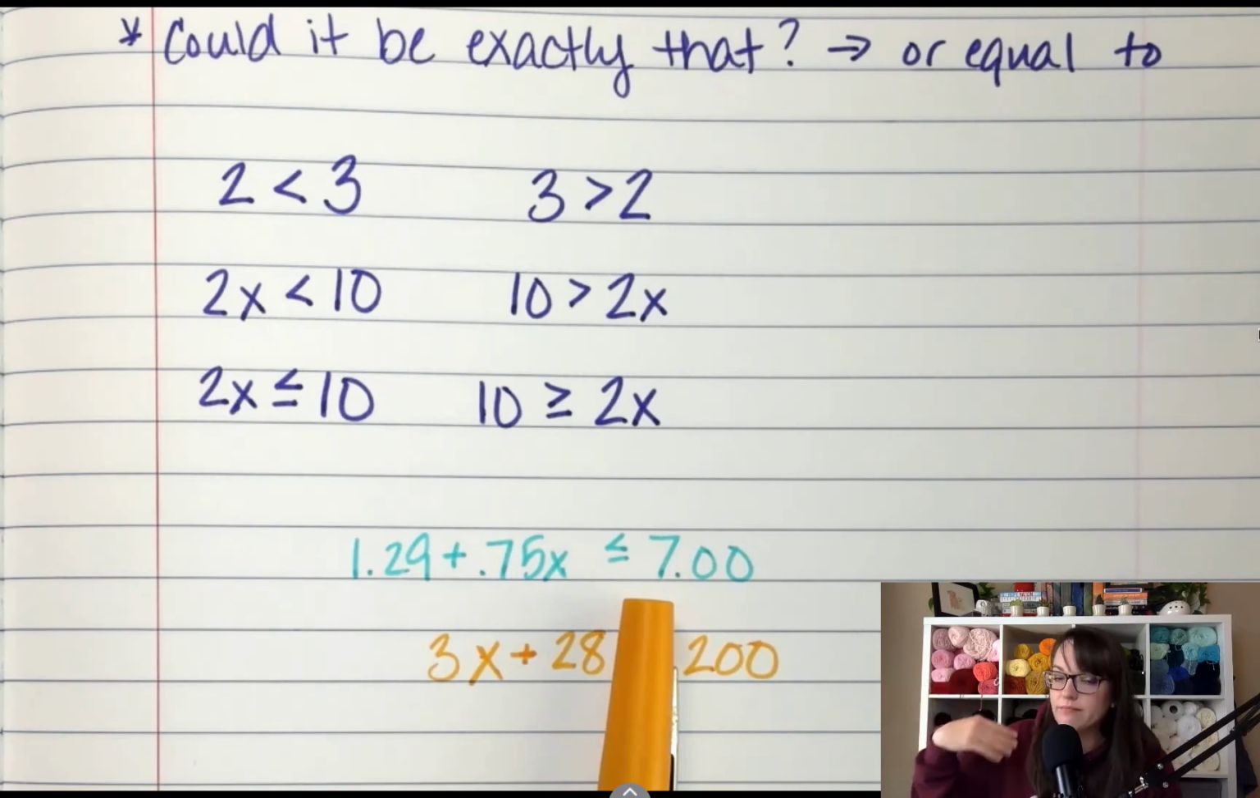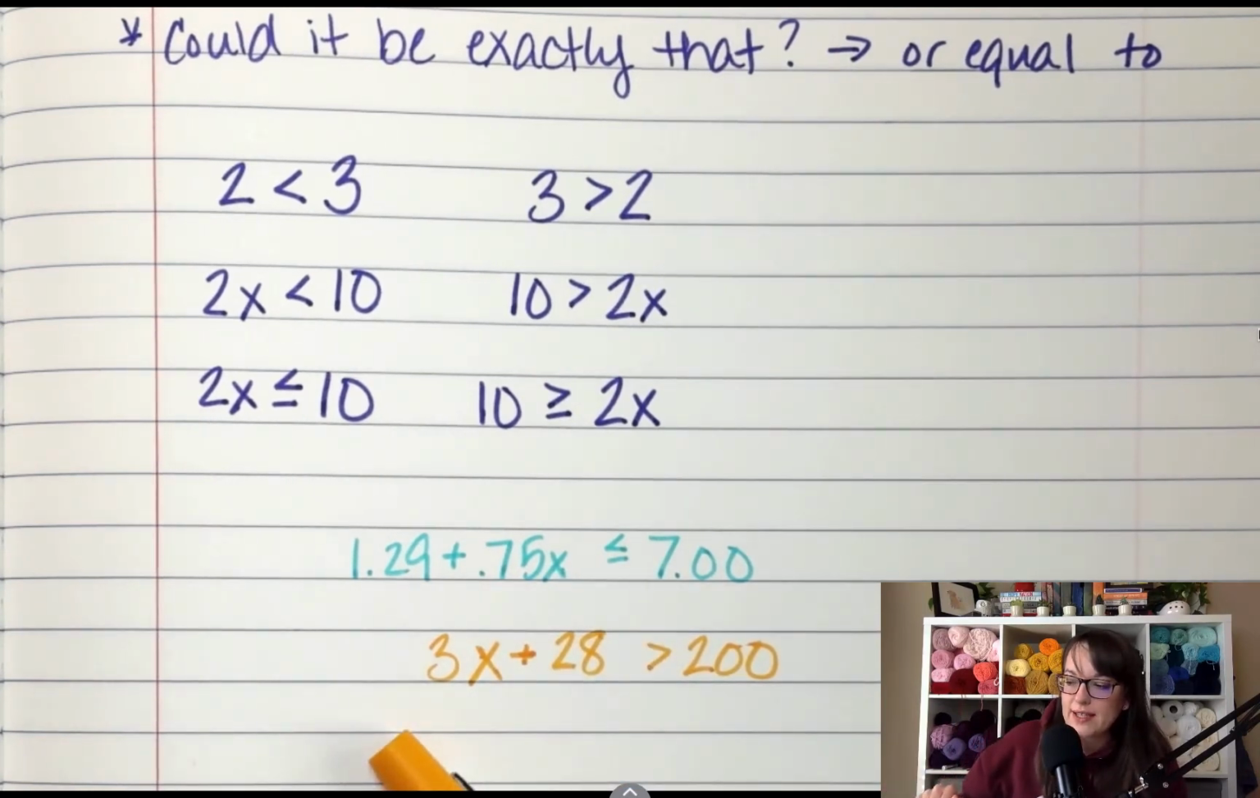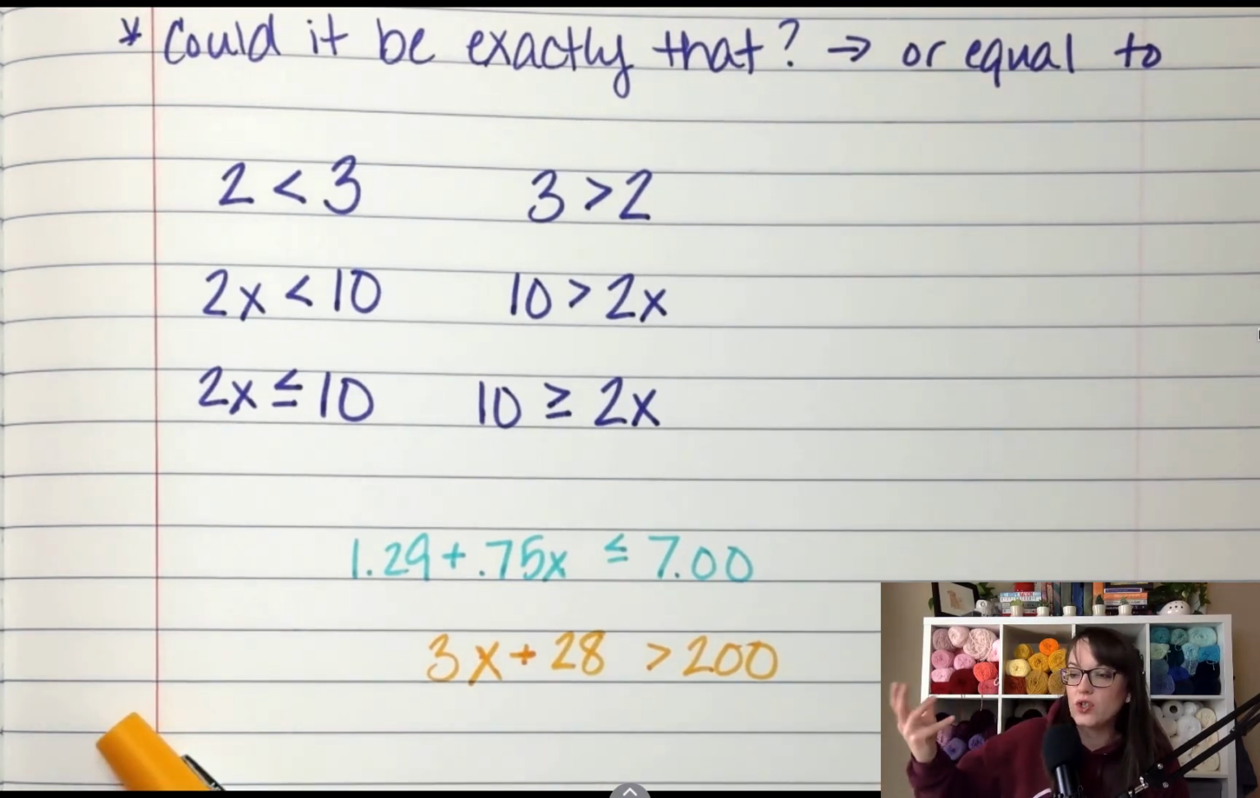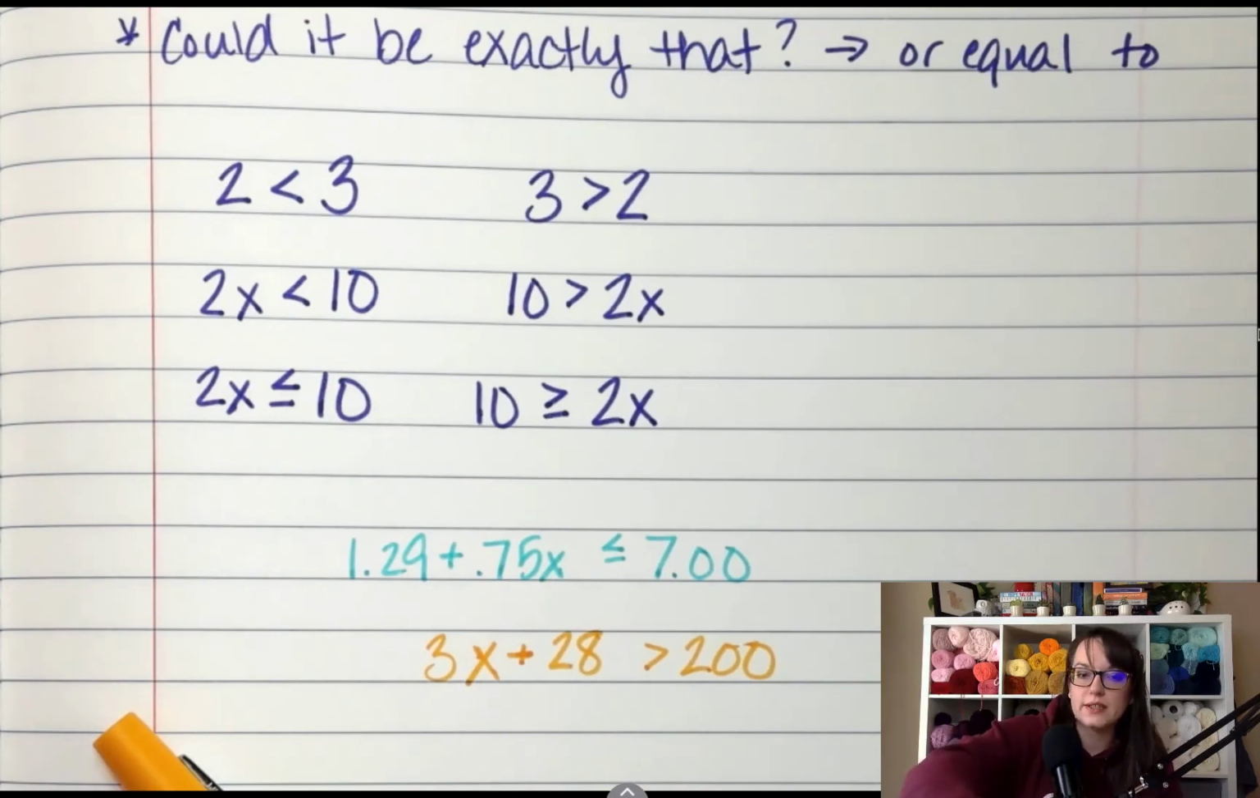Could it be more than? Yes, it said more than. Could it be exactly that? No, because it said more than. So the sign I'm going to use is the more than sign. So however much money they split amongst themselves, plus that $28 they gave their parents is going to be more than $200. Now let's look at another example.